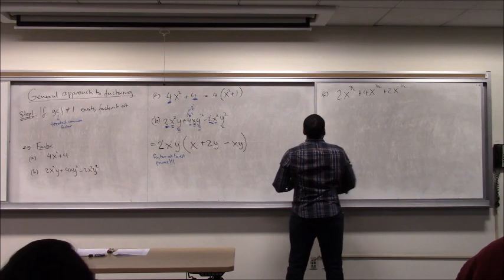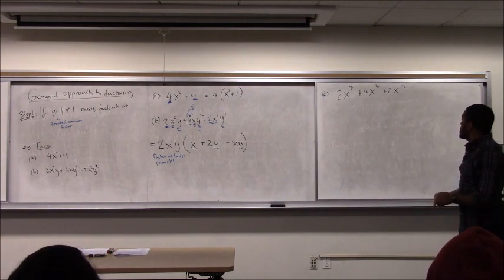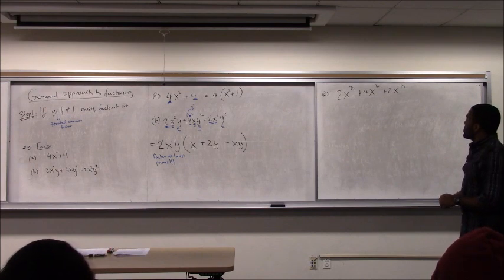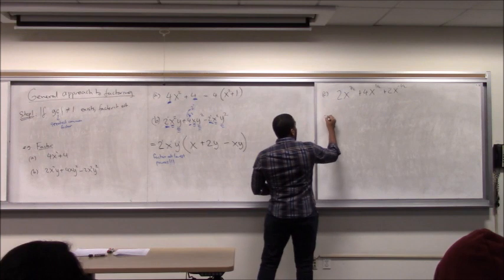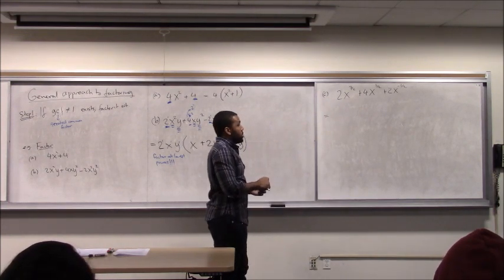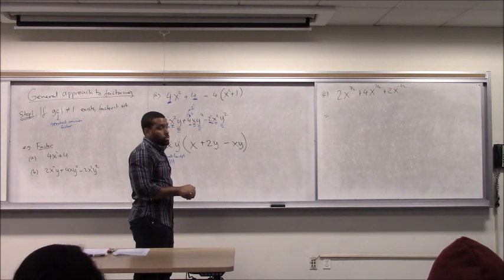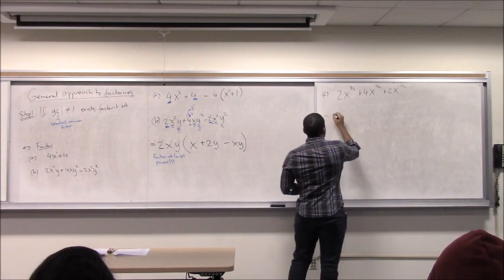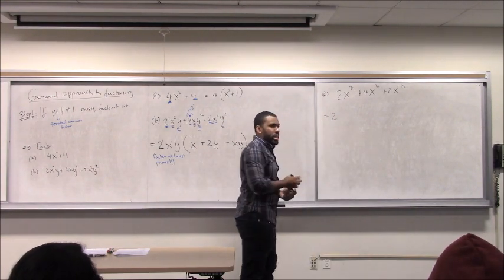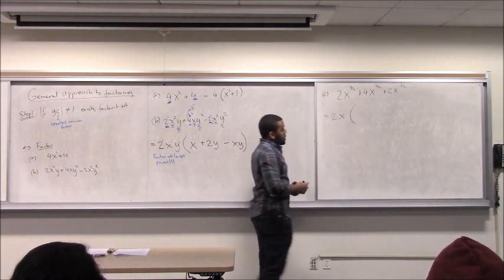Okay, factor. What do we do here? Okay, there's a 2 in everyone, you can take out a 2. There's also an x in everyone, you can take out the x. What power do we take out?